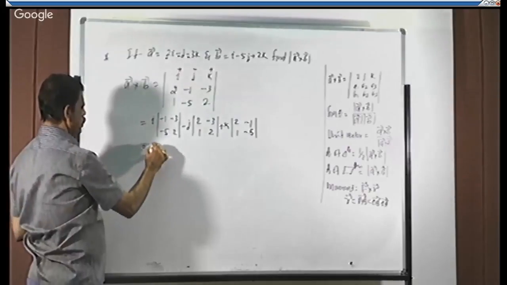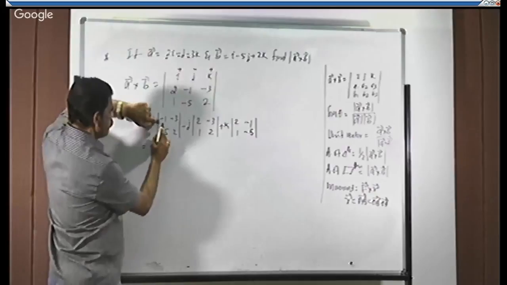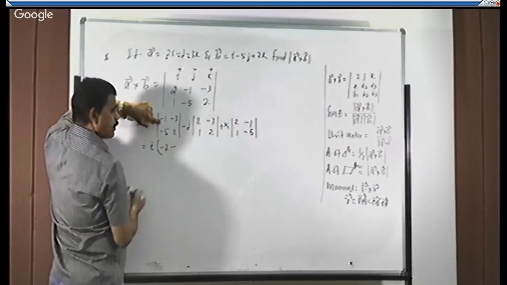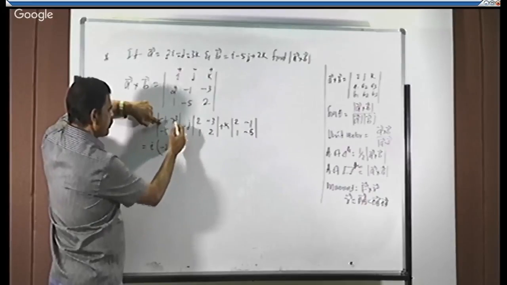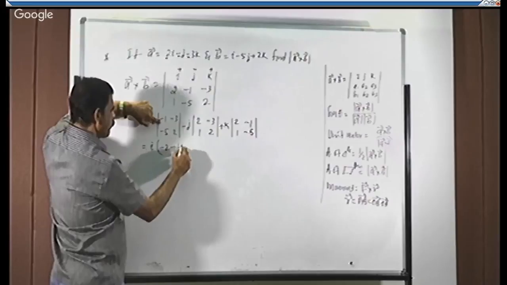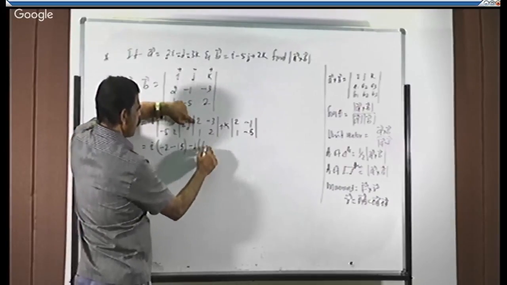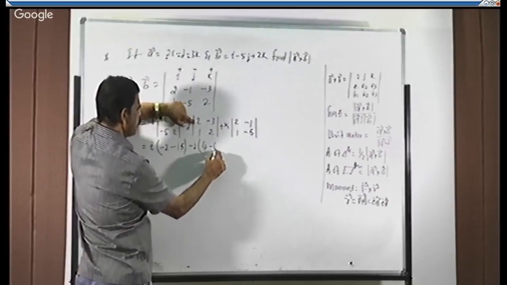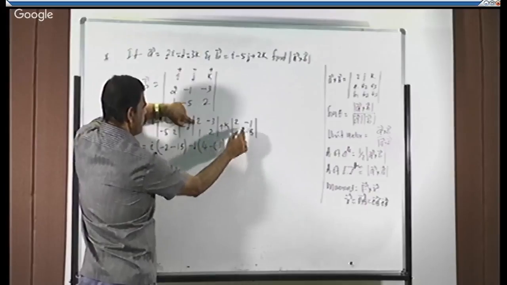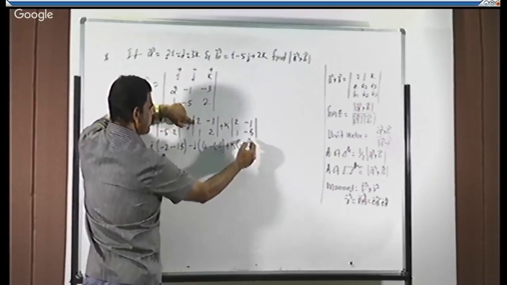Then i into expansion of second order determinant. It is minus 1 into 2, it is minus 2. Formula: minus multiplication of secondary diagonal elements. It is minus into minus plus 5 into 3, 15. Minus j into 2 2s are 4. Minus of 1 into minus 3 is minus 3. Plus k into 2 into minus 5, minus 10. Formula: minus 1 into minus 1 is minus 1.